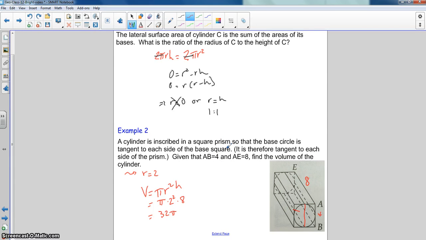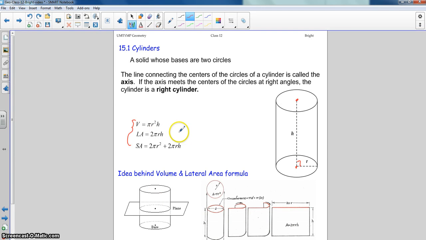So this section is really all about using the ideas of a circle compounded with the prisms that we've already studied. You may even see pyramids in here too. Again, go back and make sure you understand, especially where this lateral area equation comes from, which is sketched here, and that covers the basic ideas of cylinders.